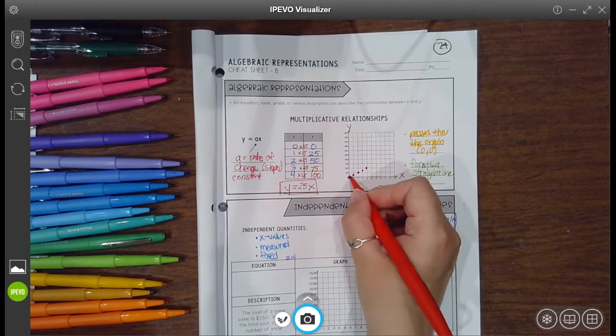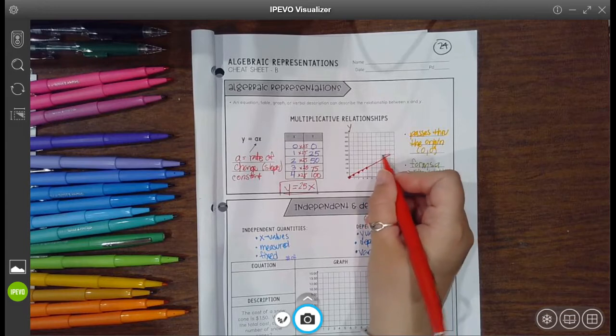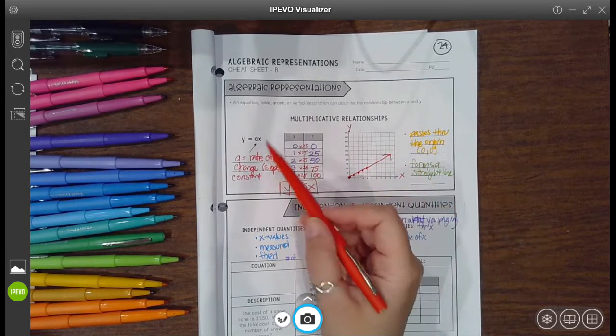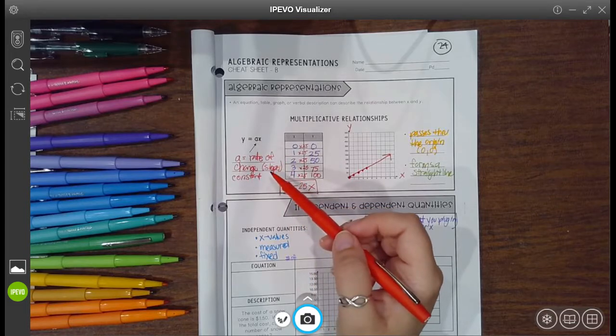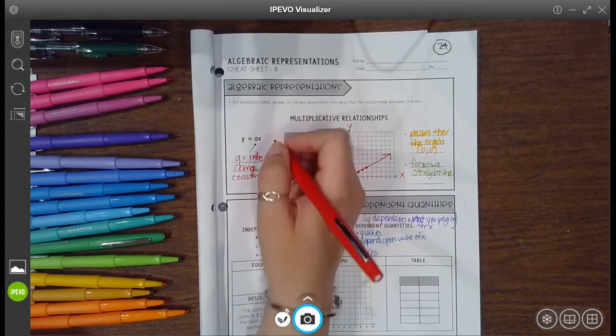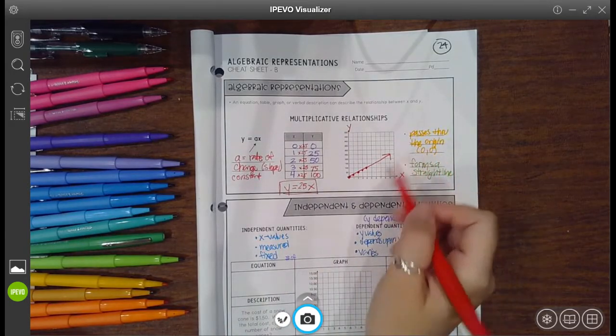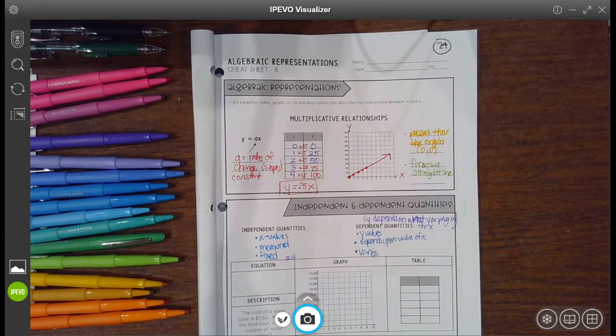Okay, and then go ahead and connect those points. And for these, it should always be a straight line that's formed because it's continuing at a constant rate. And then for these particular ones, when you don't see something being added or subtracted at the end, it's always going to pass through the origin at 0, 0.